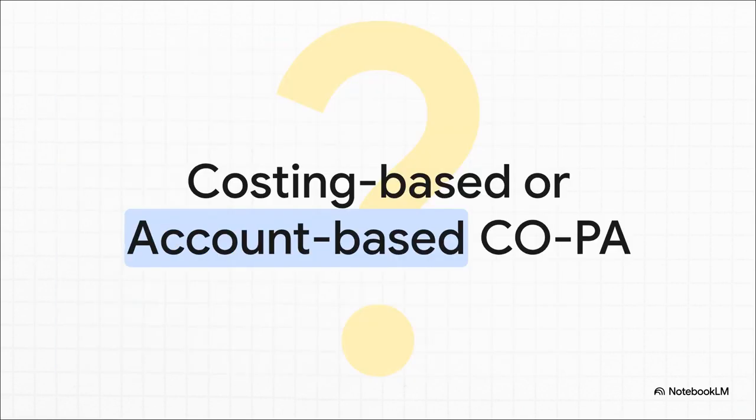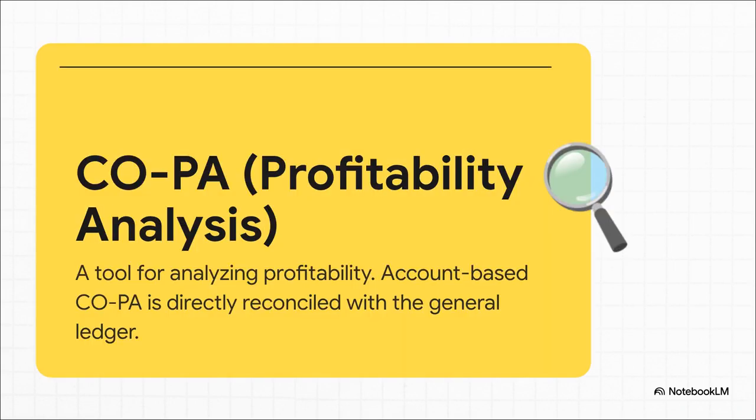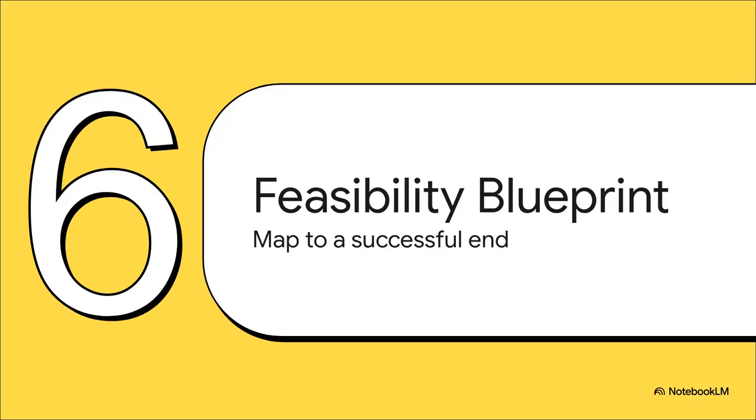And here's another piece of that specialized gear we need to check, your profitability analysis, or what we call COPA. Are you using the costing-based kind or the account-based version? So COPA is basically the tool you use to figure out which parts of your business are actually making money. S/4HANA really prefers the account-based version because it connects directly to your main financial books. For this project, the plan is actually to use both side by side, which is a pretty common and really powerful strategy in S/4HANA.